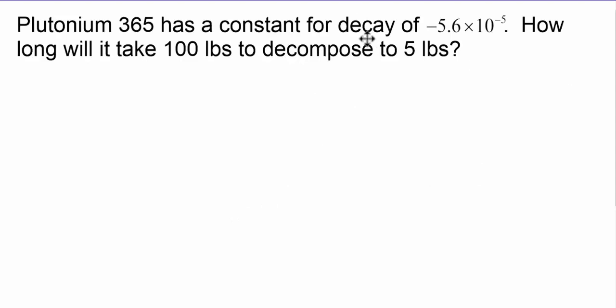A certain type of plutonium has a decay constant of this value right here. How long is it going to take for 100 pounds to decompose to 5? It looks like we've got quite a bit of information. We'll take the end amount, which is 5, and the beginning amount, which is 100. That's e to the k, which is negative 5.6 times 10 to the negative 5th power, and that's t. So we'll divide by 100 first, giving me 0.05.